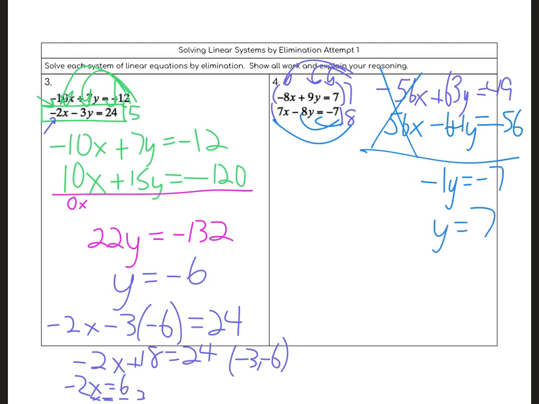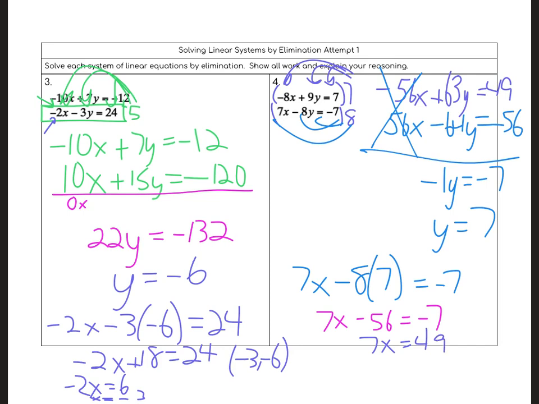Plug back in, it doesn't matter which equation I pick, I'll pick the bottom one. 7x minus 8 times 7 equals negative 7. A lot of 7s there. So then we're going to have 7x minus 56 equals negative 7. Add 56 to both sides, and we're going to get 49. So 7x is 49. And divide by 7, and we get x is 7. So the point is 7, 7. If you plug it into both, you get it to work in both.